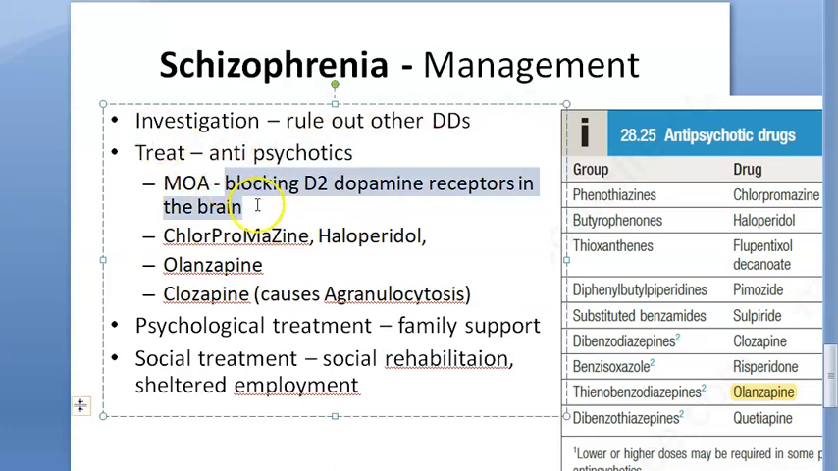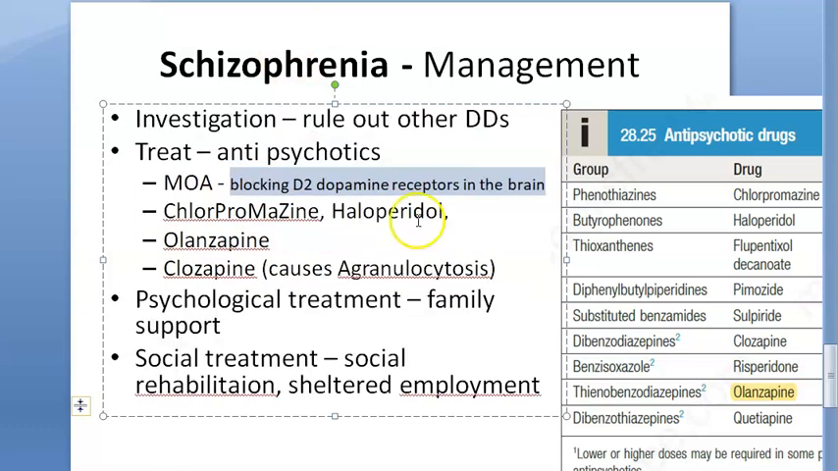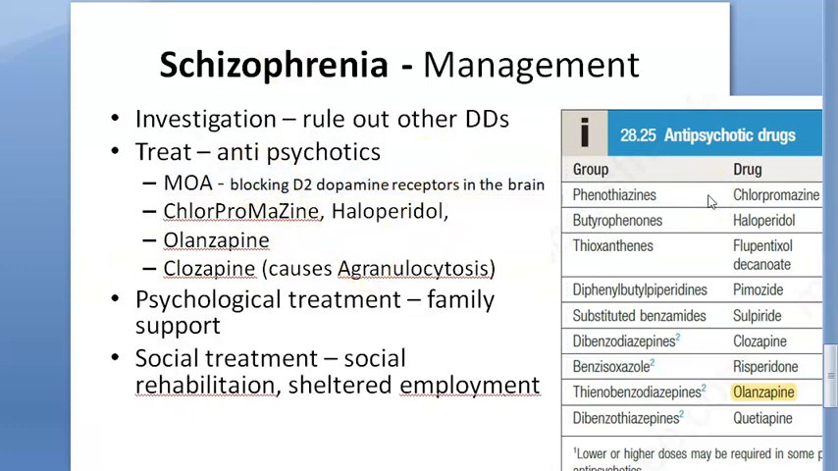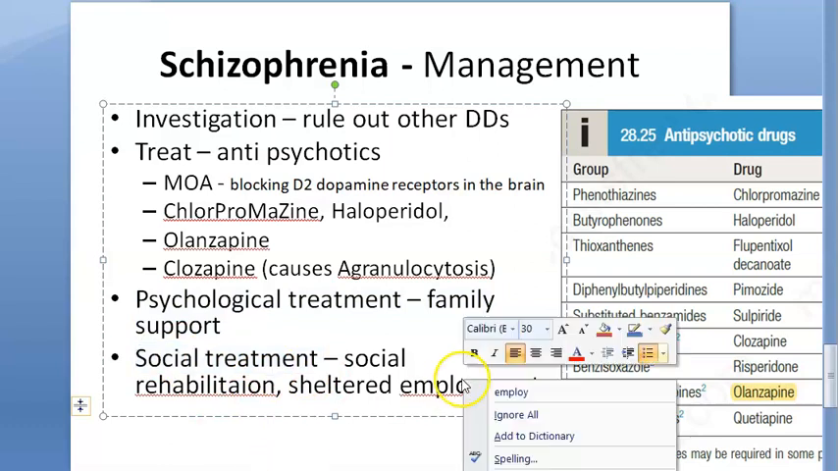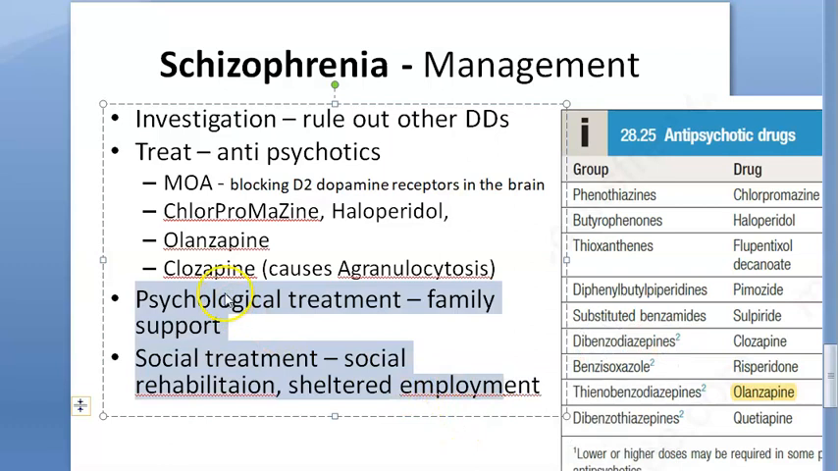How do these antipsychotics work? They are going to block dopamine receptors. Overactivity, blame it on dopamine, and now you give a dopamine blocking agent, dopamine receptor blockers. Which are those? Chlorpromazine, which is the phenothiazine, haloperidol, olanzapine. If nothing works, clozapine you can give. Apart from all these antipsychotics, you can give these people psychological treatment, family support, social treatment like social rehabilitation, sheltered employment. So this is what they are telling as the overall treatment.